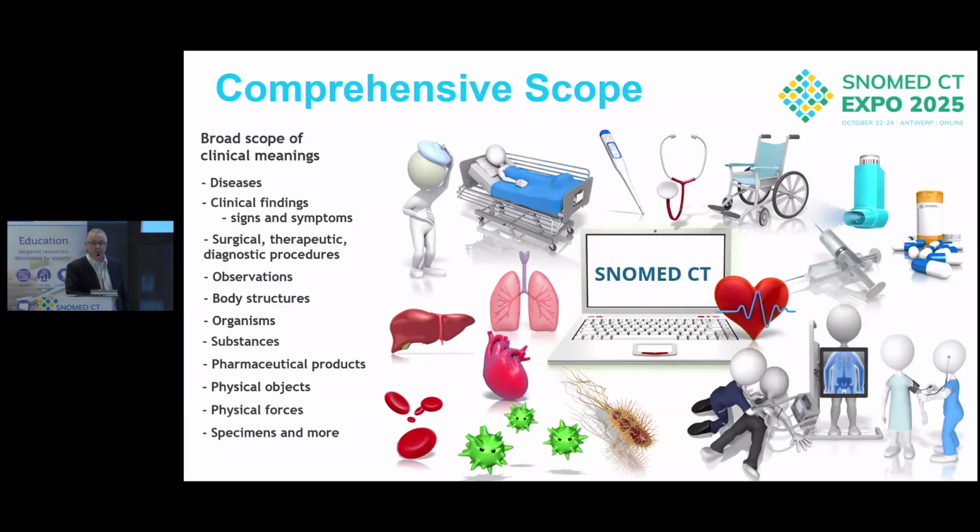So with SNOMED, sometimes we have to try and understand the difference between, say, SNOMED and a classification. So ICD comes up a lot. ICD looks at disorders. SNOMED looks at disorders, clinical findings, but it also looks at procedures. It also looks at observations, so LOINC and observables. It also has body structures, organisms, substances, pharmaceutical products, so all the drug components, physical objects, so stents, implants, all those sort of things, physical forces, specimens, and more.